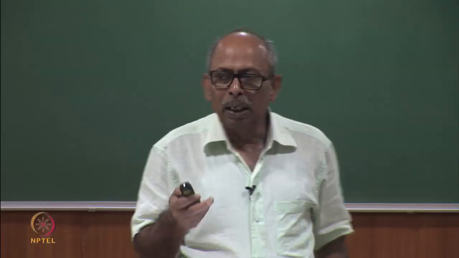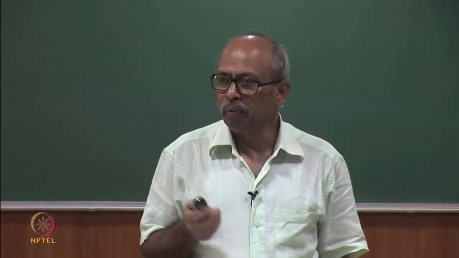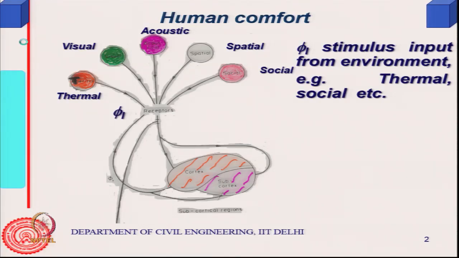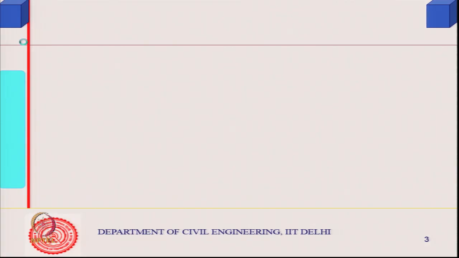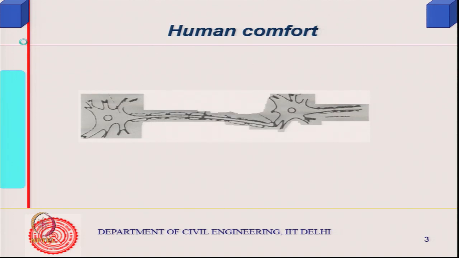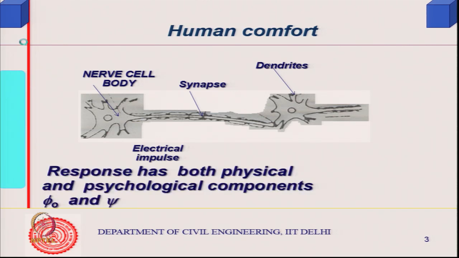So, mathematically one can talk in terms of 5 I's, which are the stimulus input from the environment, and this goes to the receptor and processing in the cortex and subcortex. These are transmitted through nerve cells, from the nerve cell body to the synapse and dendrites and all that. There is a physiological mechanism. It is essentially a form of electrical impulses and responses. This is the physical part of it.